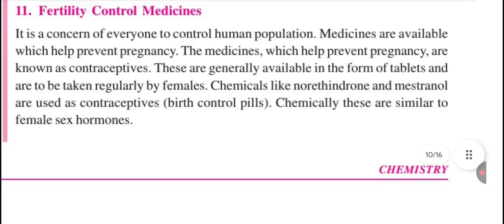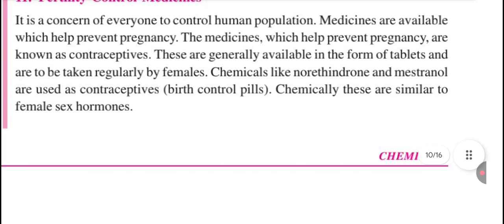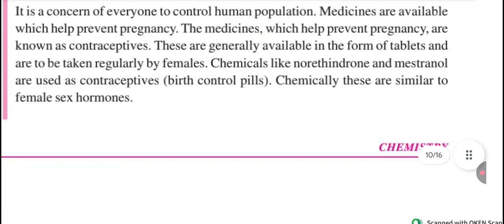Fertility control medicines. It is a concern of everyone to control human population. Medicines are available which help prevent pregnancies. The medicines which help prevent pregnancies are called contraceptives. These are generally available in the form of tablets and are to be taken regularly by females. Chemicals like norethindrone and mestranol are used as contraceptives, that is birth control pills. Chemically, these are similar to female sex hormones.